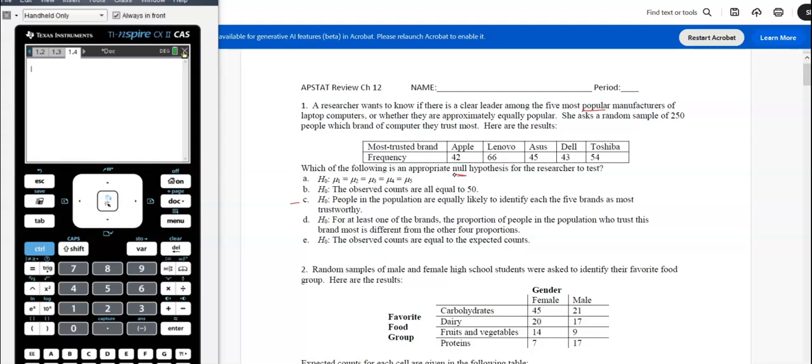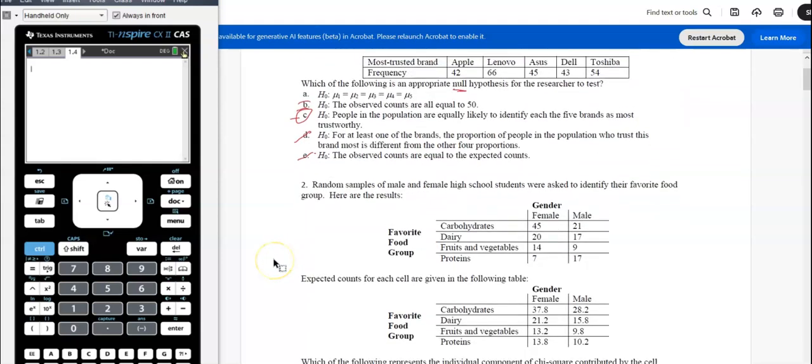Let's just look at the rest. B is definitely gone. For at least one of the brands, the proportion of people in the population who trust this brand is different. No, that's not the null. The observed counts are equal to the expected counts. That's definitely not the null. So A is tempting, but it's got to be C here. And we really prefer to say it in words.